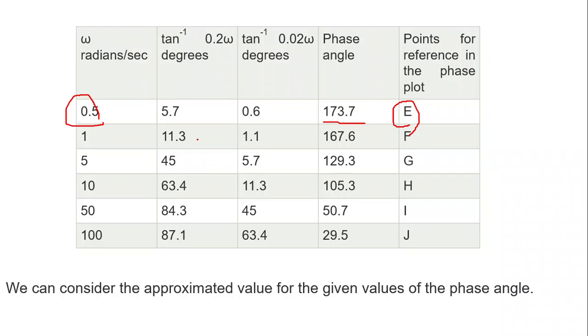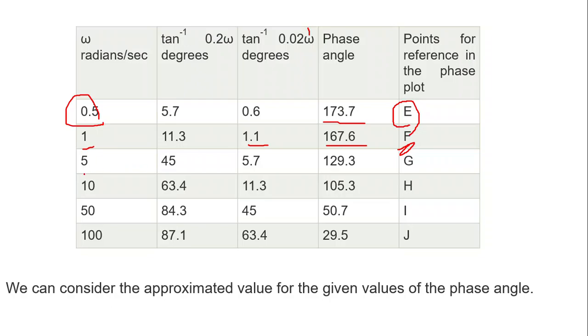Similarly, we find the phase angle for omega equal to 1. We substitute in this formula tan inverse of 0.2 into 1, and we have 11.3 degrees. Similarly, substituting omega equal to 1 in tan inverse of 0.02 into 1, we get 1.1. The corresponding phase angle for this frequency 1 is 167.6. In the similar graph we mark it as alphabet F.